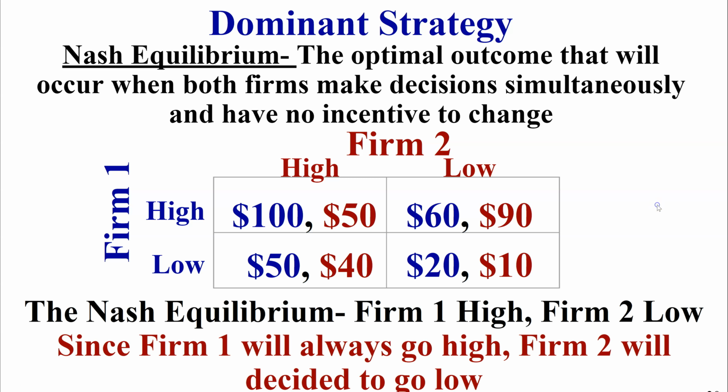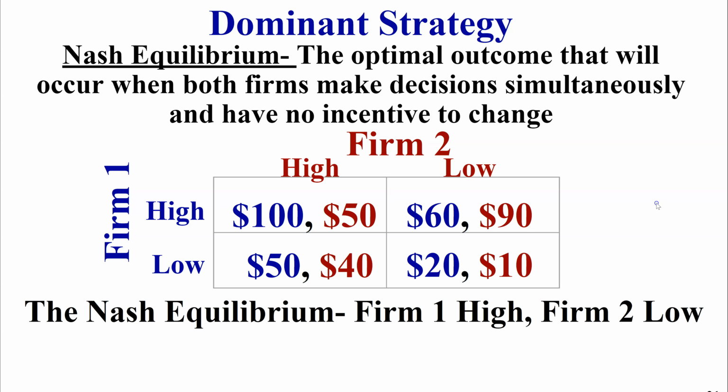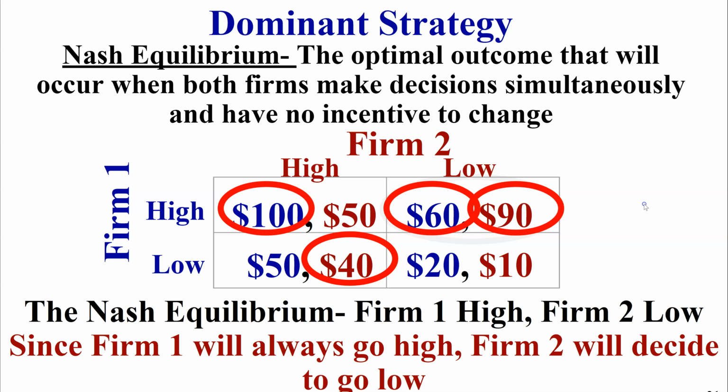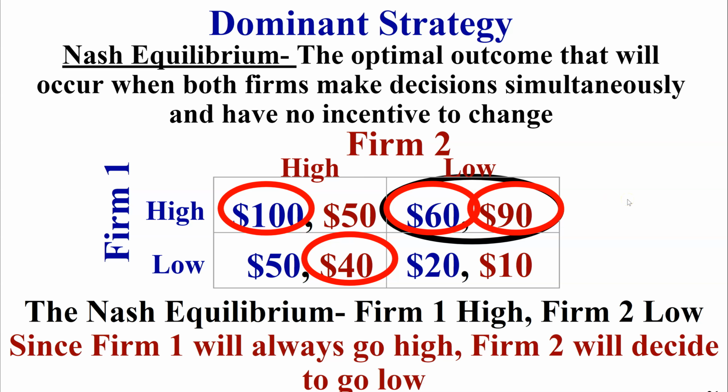So the Nash equilibrium, well, if firm 1 is going high and firm 2 is going low, firm 1 is always going to go high. Firm 2 is going to decide to go low as a result of this scenario, and they're always going to be in this space right here. So firm 1 high, firm 2 low. There's no incentive for them to leave that space. To do so, firm 1 would be going low. They'd lose money. They'd lose $40. Firm 2 would also lose $40. So there's no incentive for them to leave that space. That becomes the Nash equilibrium.